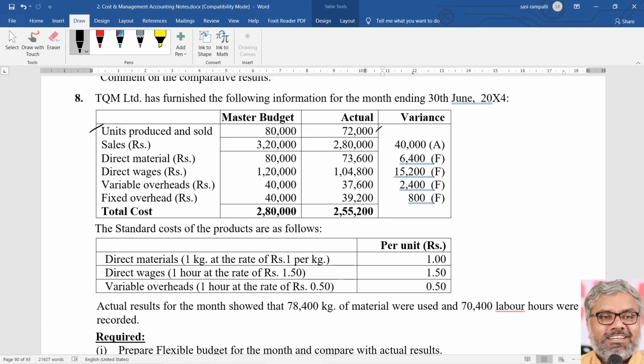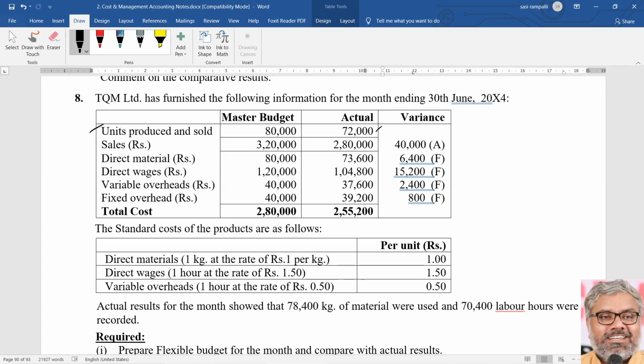Sales also naturally are there, which is 3,20,000 rupees. Actual is 2,80,000 only. Let us see if there is any sales price variance also, because 3,20,000 divided by 80,000 means they have budgeted a price of 4 rupees. 2,80,000 divided by 72,000 means they were able to sell at 3.88 only. So they could not sell at 4 rupees. So there is a change. But anyway, there is a total sales variance as given here of 40,000 rupees adverse.